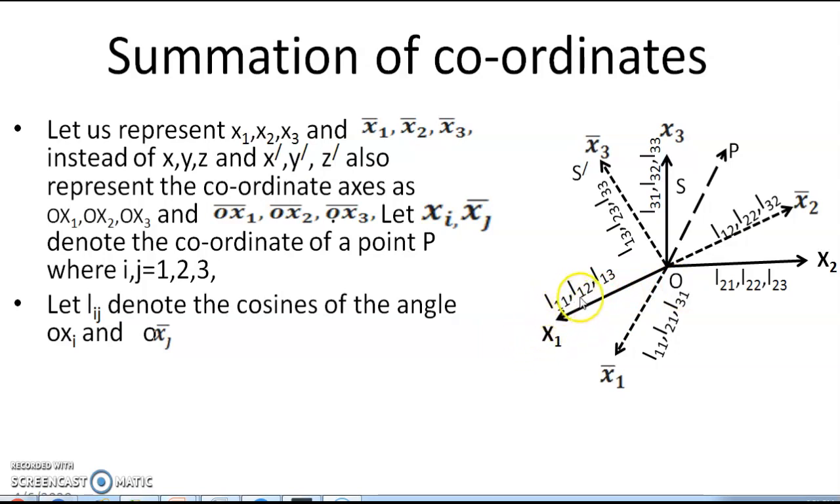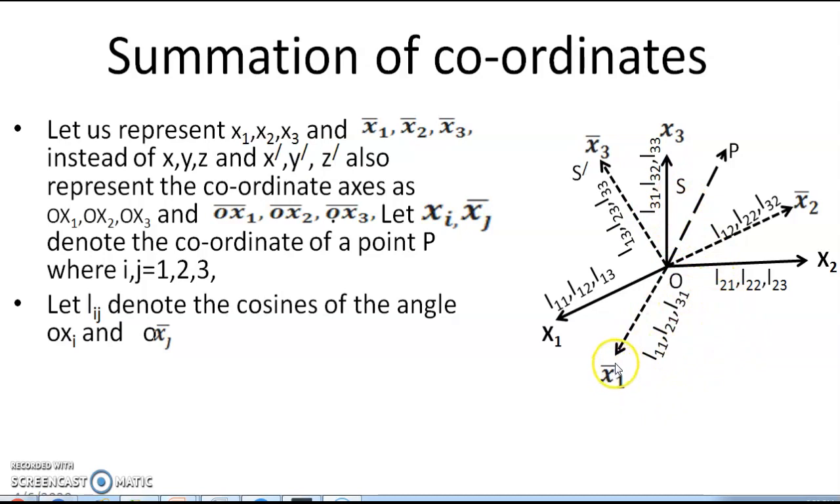We are writing L11, L12, L13. And for the second axis, that is the y-axis, we are writing here x2. Here the direction cosines are written as L21, L22, L23. Okay, the 2, 2, 2 represent the y-axis. Similarly, for the z-axis, we represent 3, 3, 3. And here we are not writing l, m, n. We are just giving the notations.